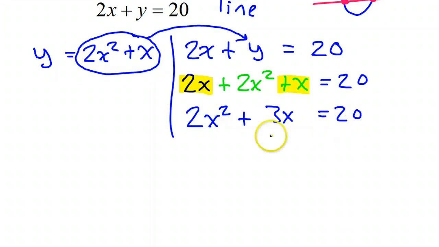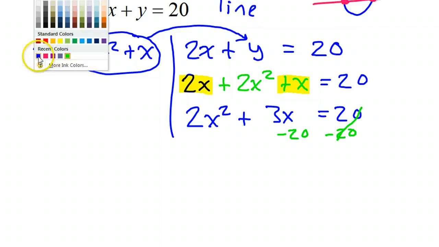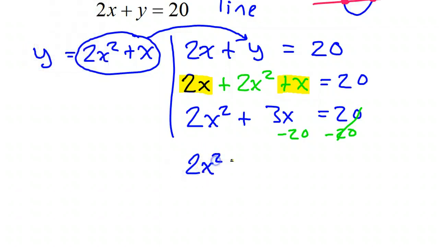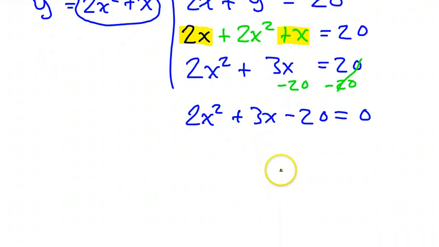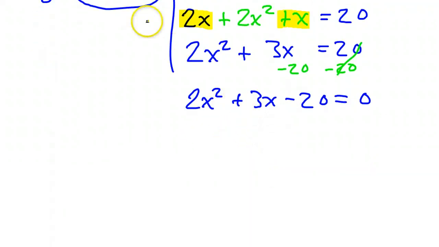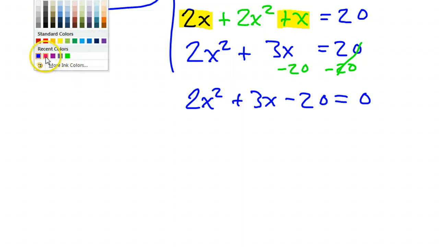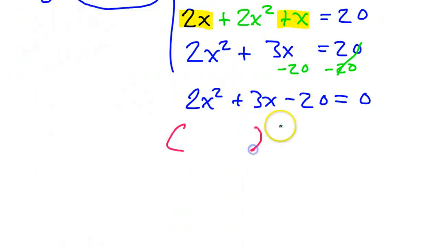Now I need to get 0 over here so I can factor and stuff. So, you know, watch out for that. So I'm going to subtract 20 from both sides. So these will cancel. So now I have 2x squared plus 3x minus 20 equals 0. Okay, I don't see any common factors or anything. So I'm just going to go ahead and try to factor this as a binomial times a binomial. Alright, I have a good feeling that this is going to factor.